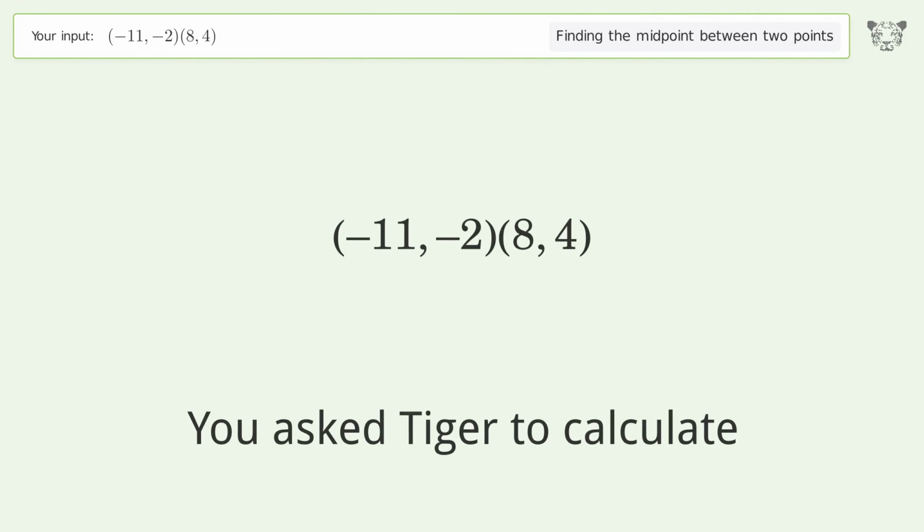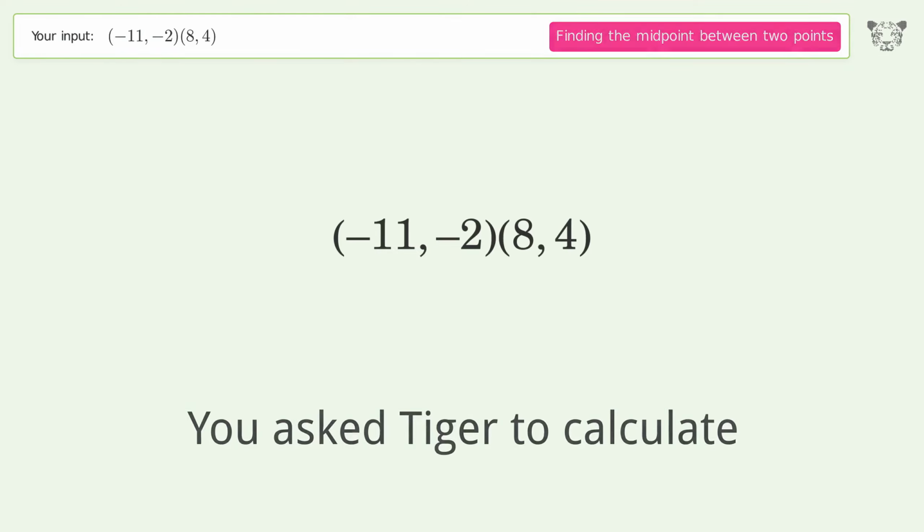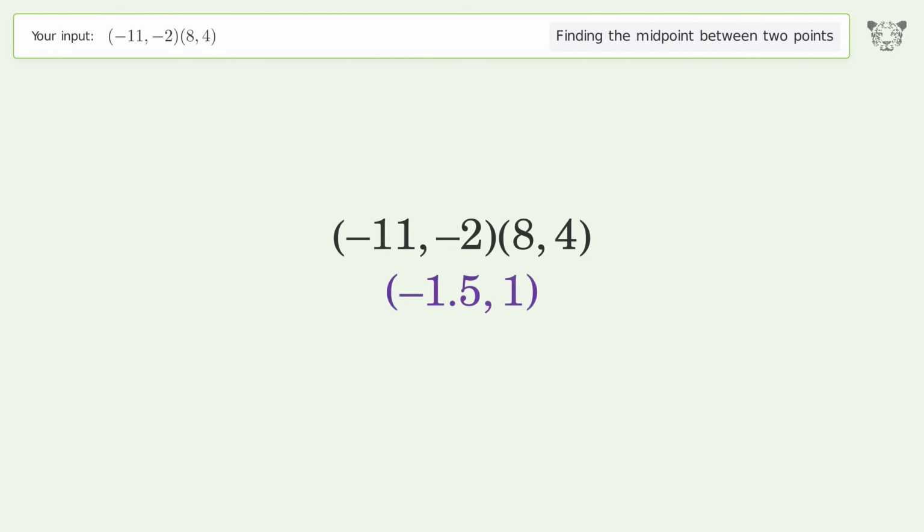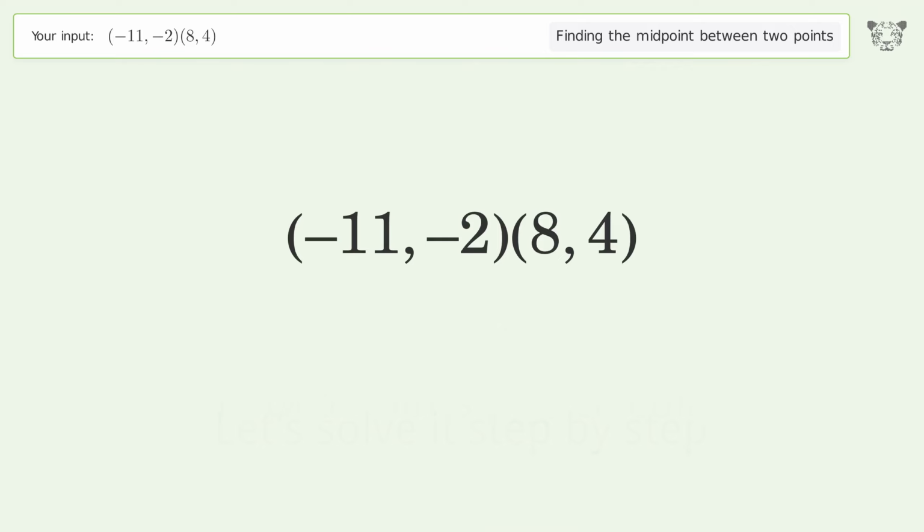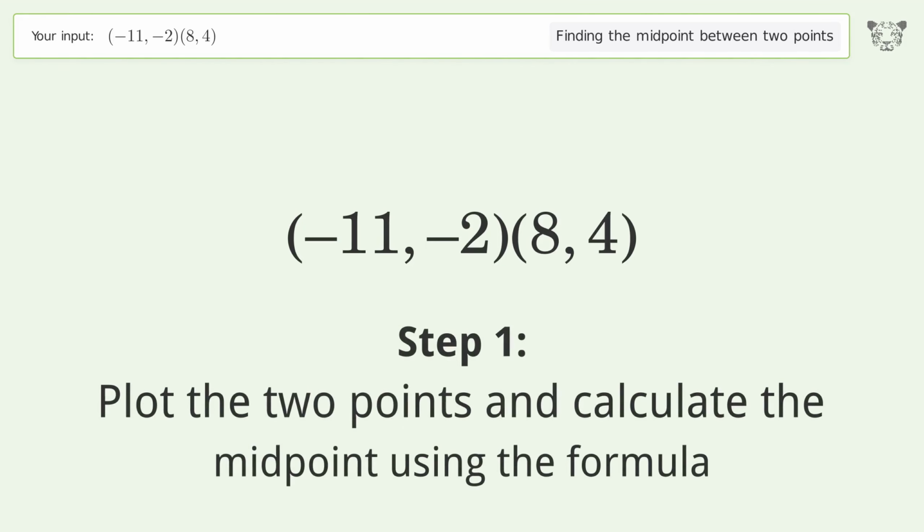You ask Tiger to calculate. This deals with finding the midpoint between 2 points. The midpoint between the 2 points is negative 1, 5, 1. Let's solve it step by step. Plot the 2 points and calculate the midpoint using the formula.